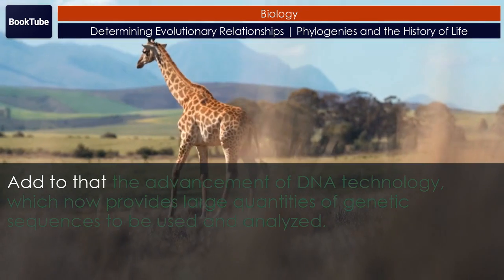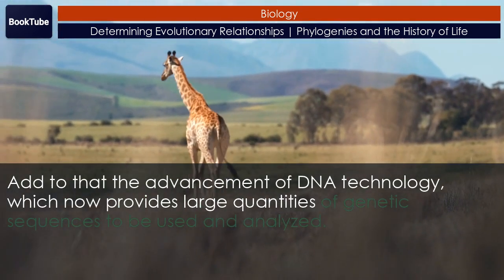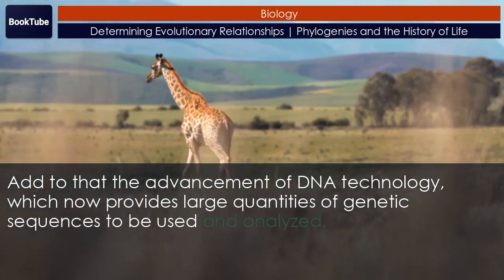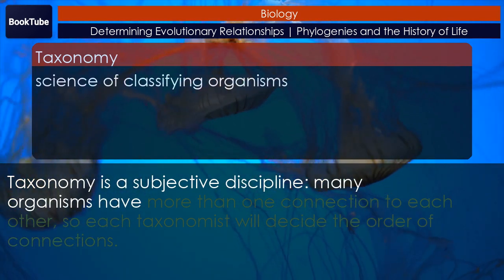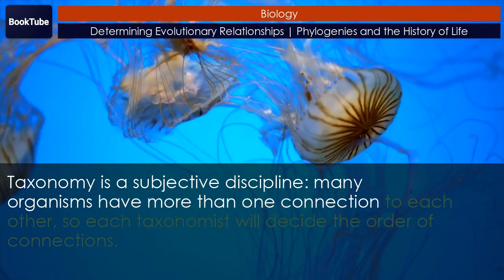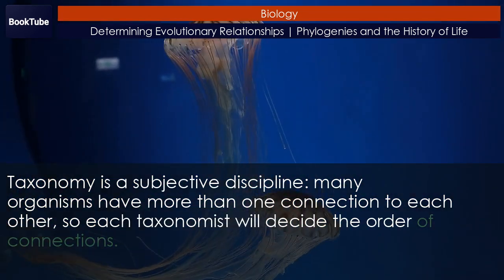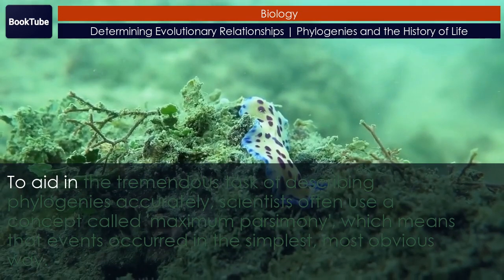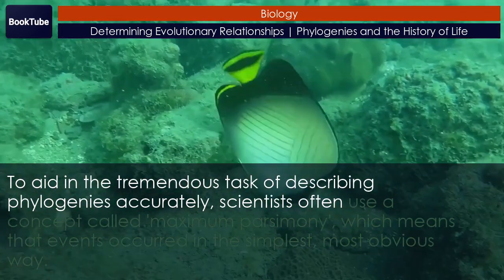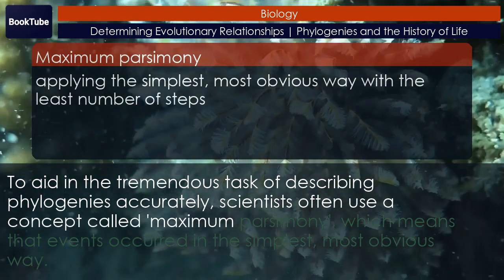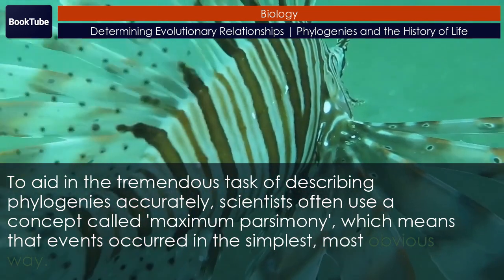Add to that the advancement of DNA technology, which now provides large quantities of genetic sequences to be used and analyzed. Taxonomy is a subjective discipline. Many organisms have more than one connection to each other, so each taxonomist will decide the order of connections. To aid in the tremendous task of describing phylogenies accurately, scientists often use a concept called maximum parsimony, which means that events occurred in the simplest, most obvious way.